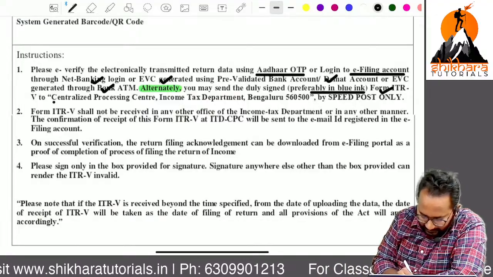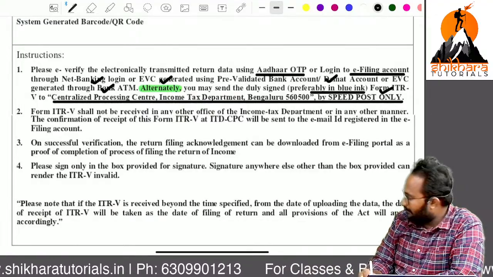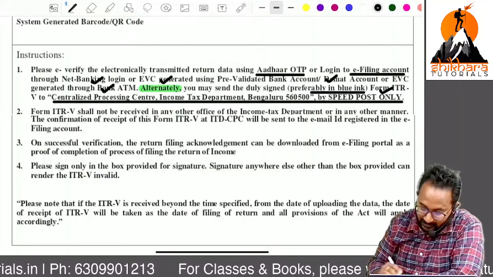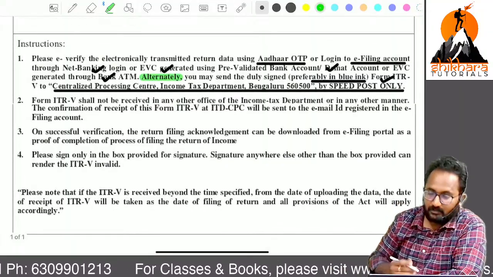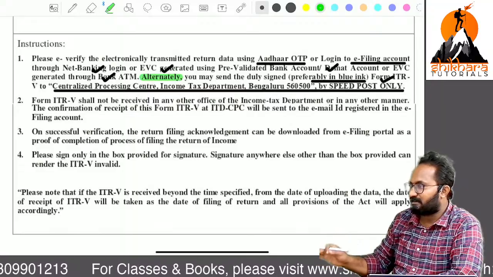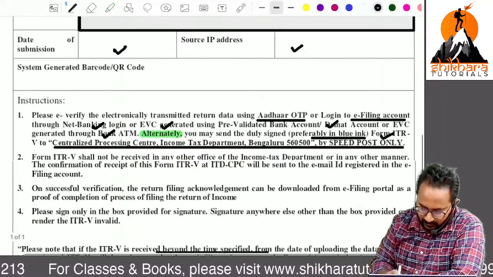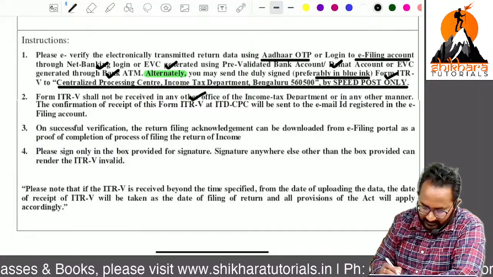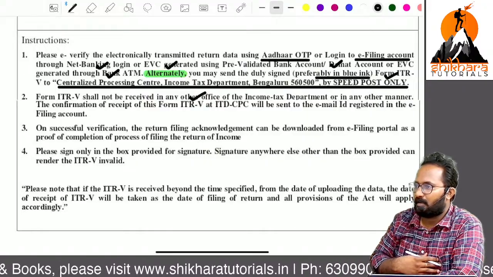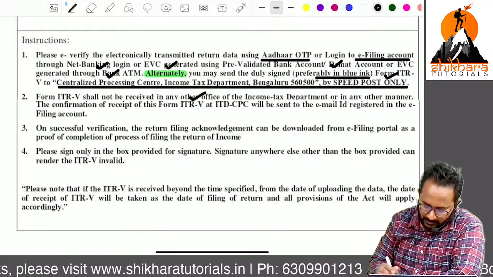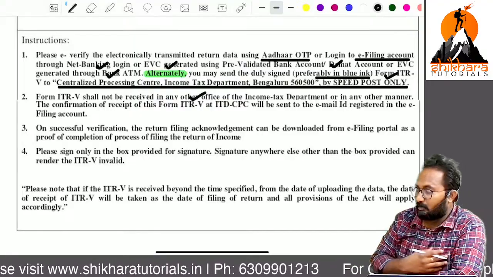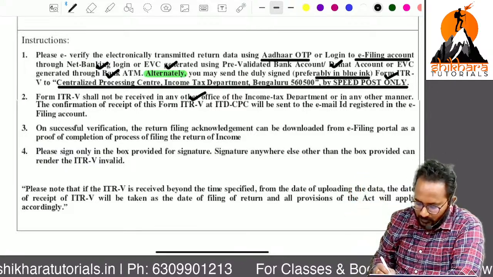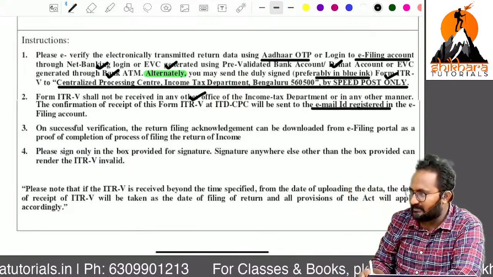Next, sir, the address is also clearly mentioned: speed post only. One more thing, sir, this should be sent to the Central Processing Center, Bengaluru. Don't overact. Yes, ma'am. If you are sending it to any other offices, it will not be considered as what, ma? An ITR-V filed. Next, automatically, if the Central Processing Center receives this ITR-V, you will get a confirmation mail to your registered mail ID.